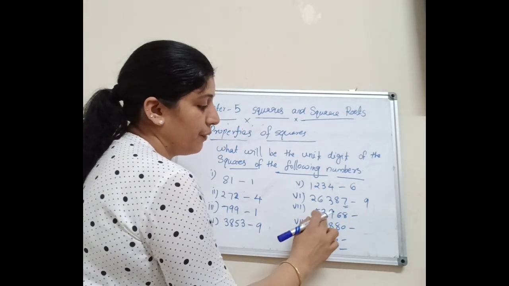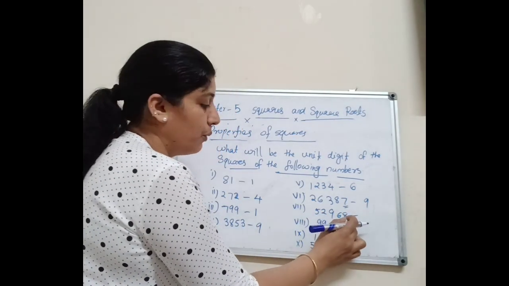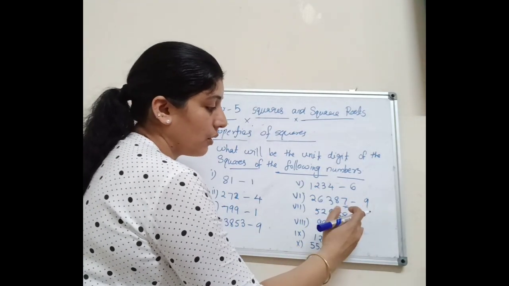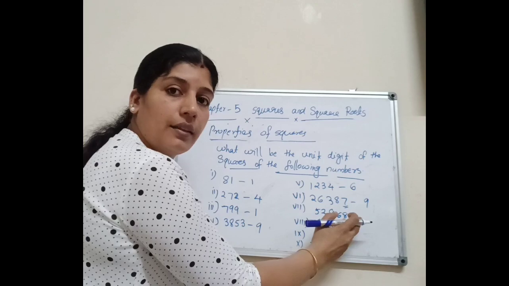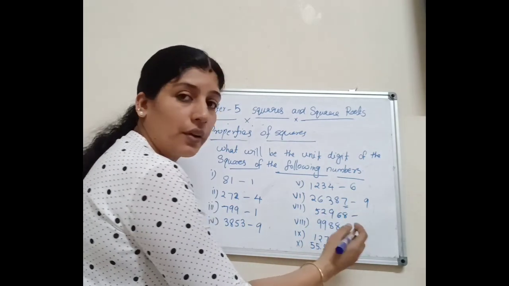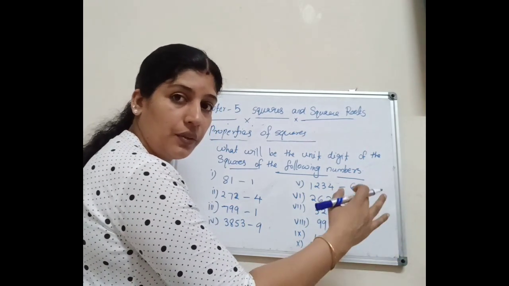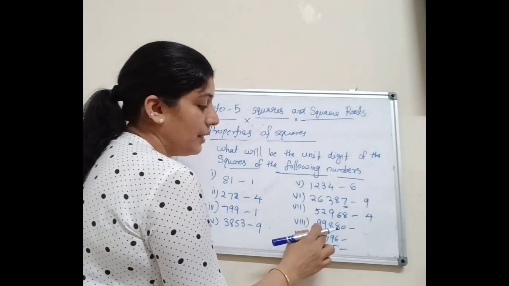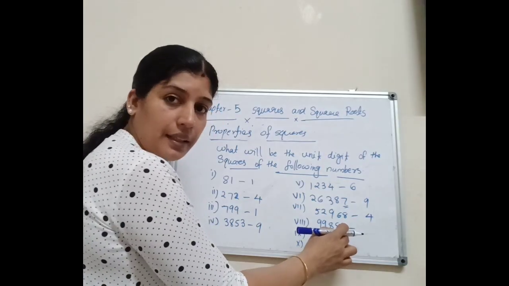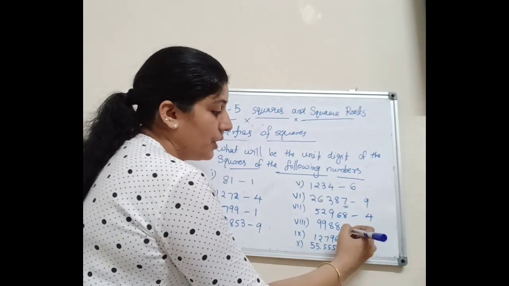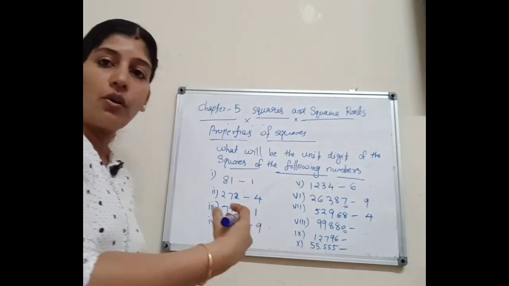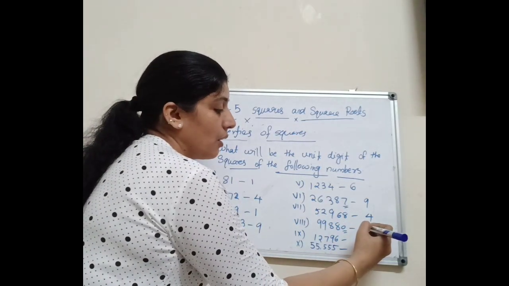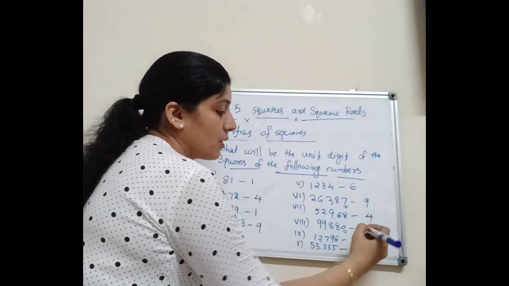Next, we can consider 52,968. Now, here the unit digit is 8. Therefore, in the case of the square of this number, the square also ends with 4. That means 8 square is 64. Therefore, the unit digit is 4. Next, 99,880. Here, the unit digit is 0. Therefore, the square of this number ends with 0 square. That means the unit digit in the case of the square is 0.